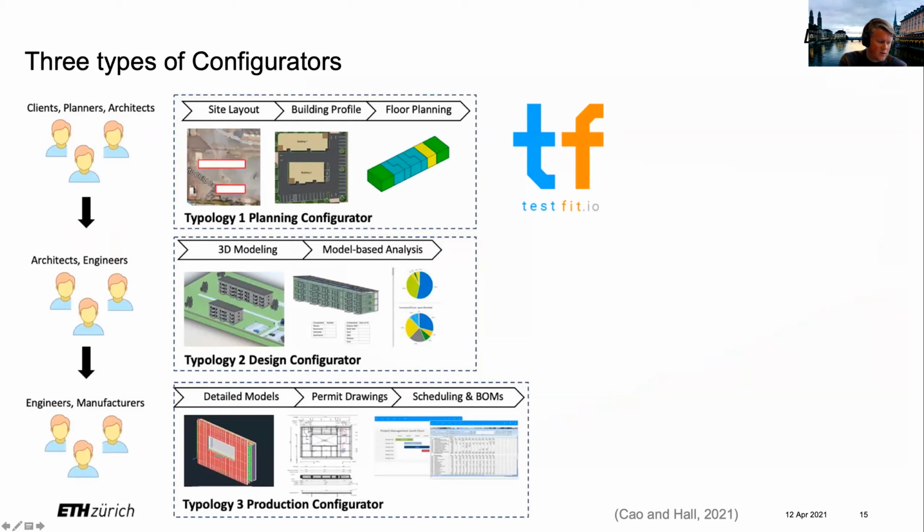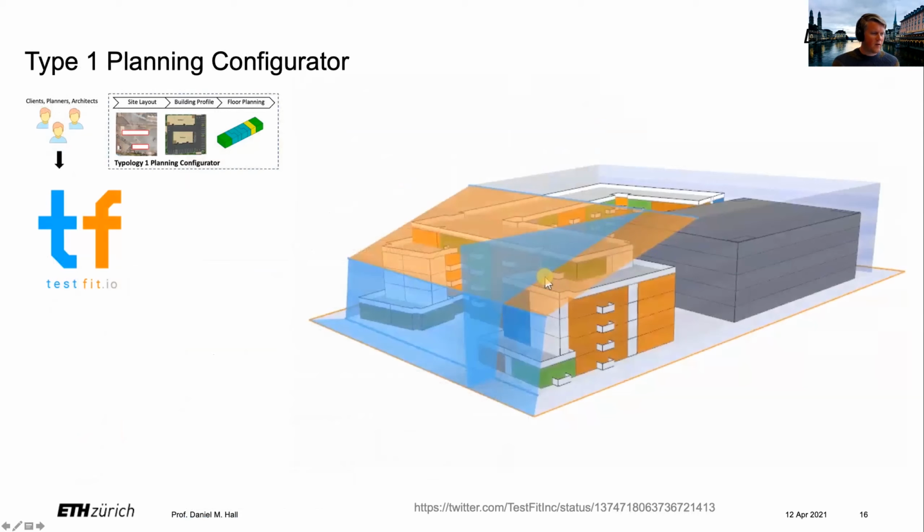And this is really what's useful for engineers and manufacturers. And I'll give you an example in a moment. So here's the type 1 configurator. This is a company called TestFit, and they're not specifically trying to build this for offsite or industrialized construction, although it can be used with that.